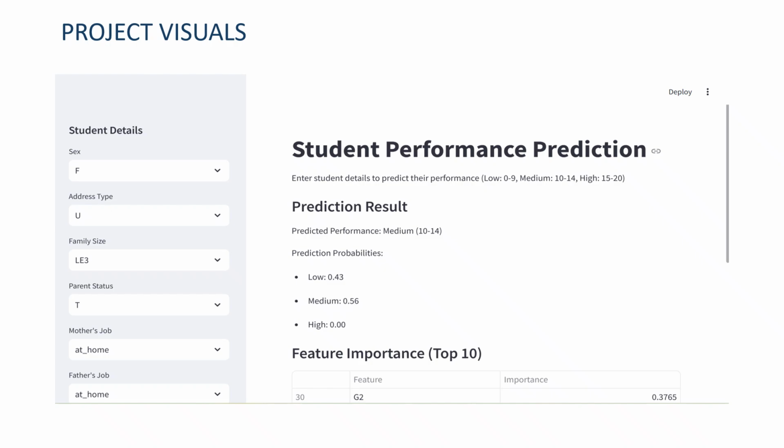These are the visuals of our project where we will enter the students' details like their gender, their mother's employment, father's employment, and get the prediction result whether the student is coming under the low category, medium, or high.